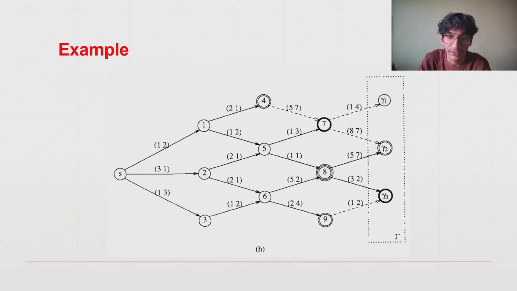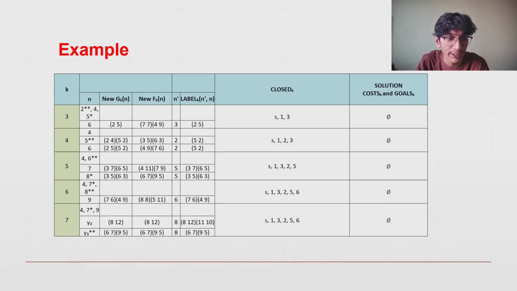Now, if we choose 8, 8 is connected with two solutions. So these two solutions will be added to our open list. Now, as you remember in the algorithm, we check if we have any solutions that are non-dominated by any other solution. So we have gamma 3, which is not dominated by any solution because there are no solutions, and gamma 2 is dominated by gamma 3.